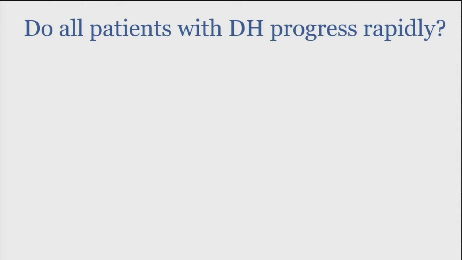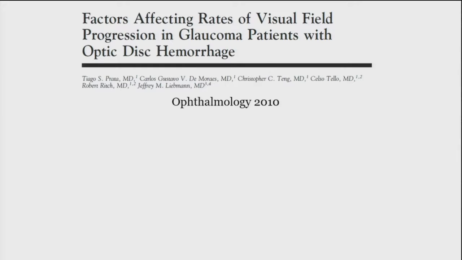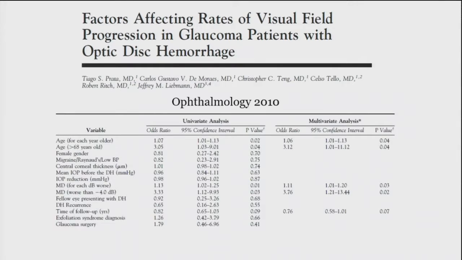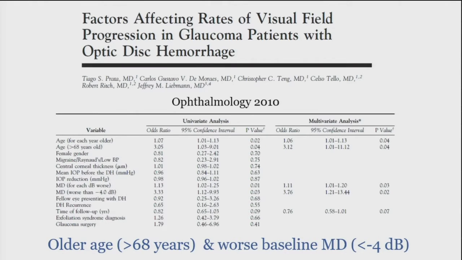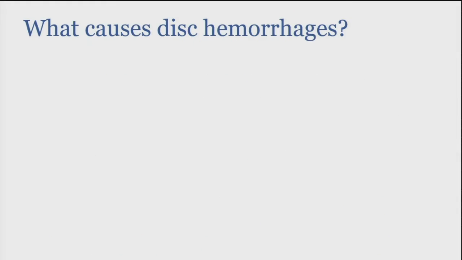So do all patients with disc hemorrhage progress rapidly? That's the question. Does it mean that if you have a disc hemorrhage, you're going to progress? In this study, we showed that no. It's actually those patients who are older and with worse baseline mean deviation. They're the ones that are most likely to progress faster.